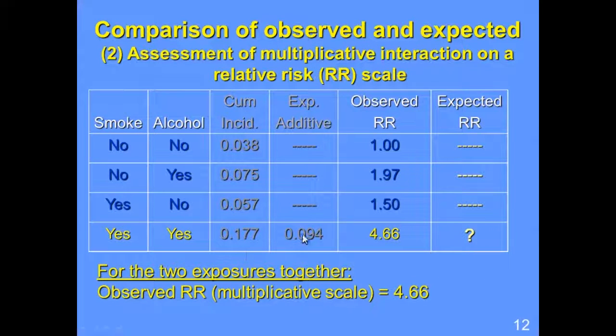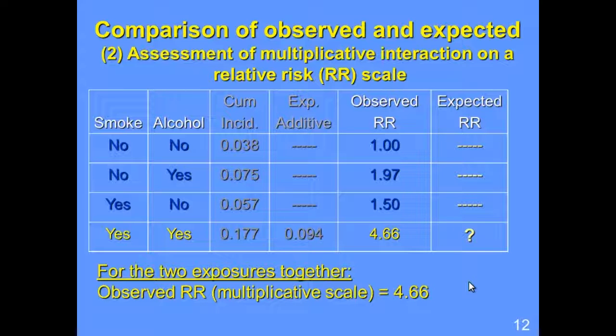Okay. Again, we set things out in this slightly different arrangement, and these are the data we had before. So we now have a new column, or 2 new columns. These are the observed relative risks, calculated from exactly the same data. Now again, from our study, we have the observed relative risk for the combined effects of smoking and alcohol. So the relative risk ratio of 4.66. So the question is, what do we compare it with? What's the expected relative risk on a multiplicative scale?